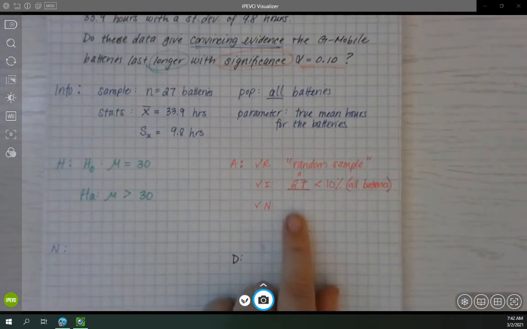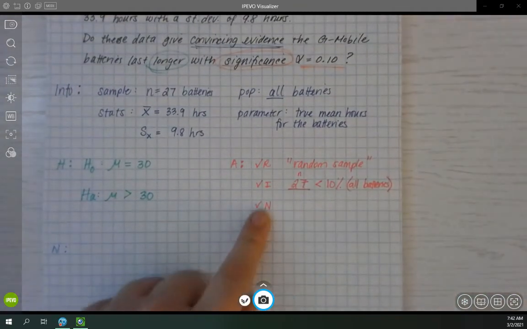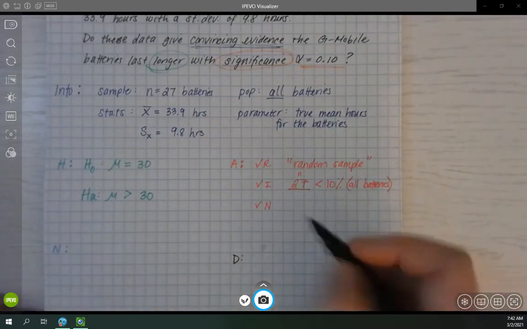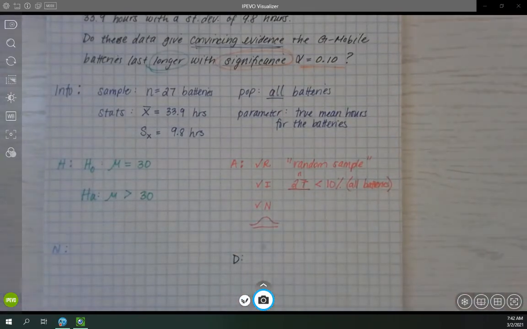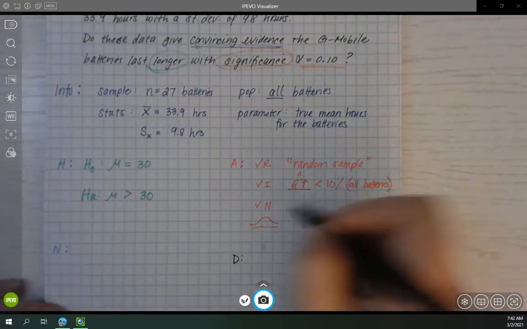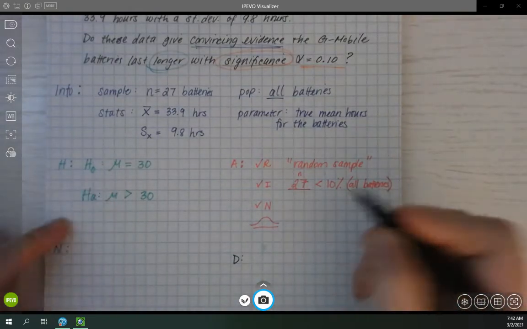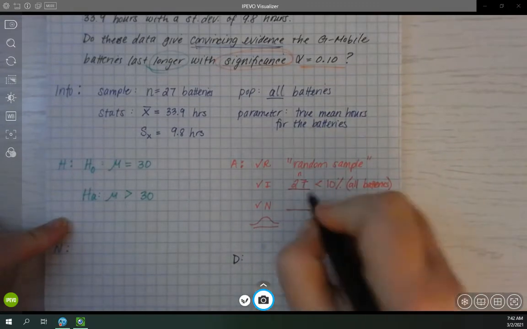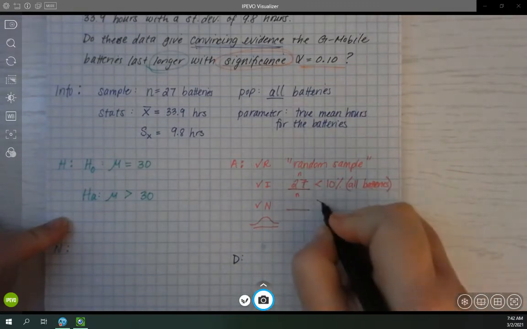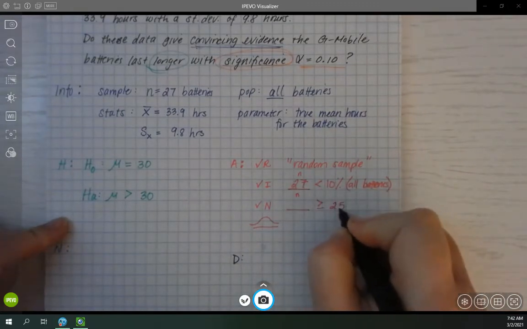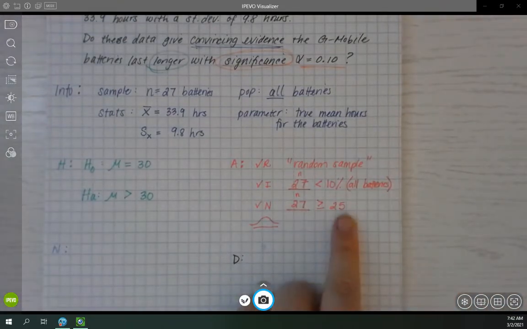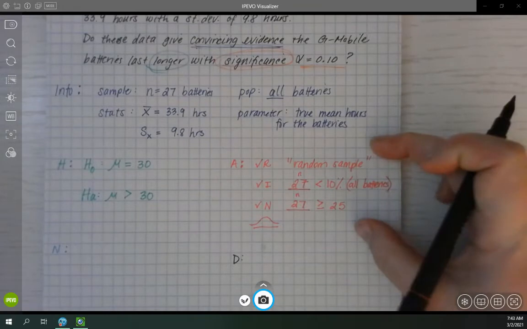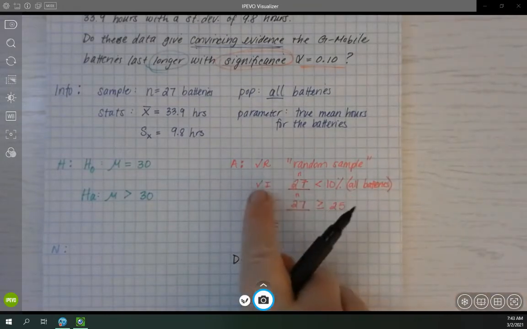Next, I need to check for normal condition. Normal condition means I have enough data to assume that curve is going to look normal. For a mean, I need to make sure that my N, the total number I'm looking at, is greater than or equal to 25. We looked at 27 batteries. 27 is larger than 25. All of my assumptions have been checked.